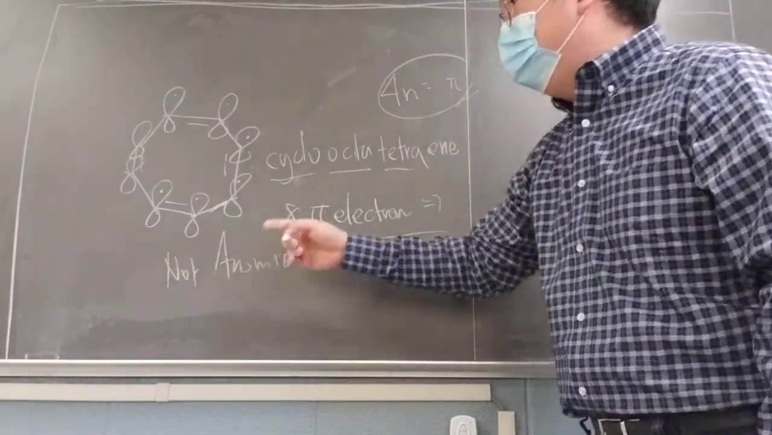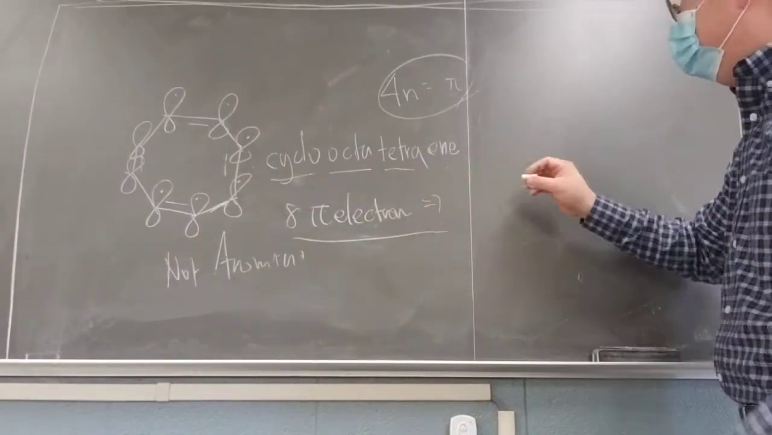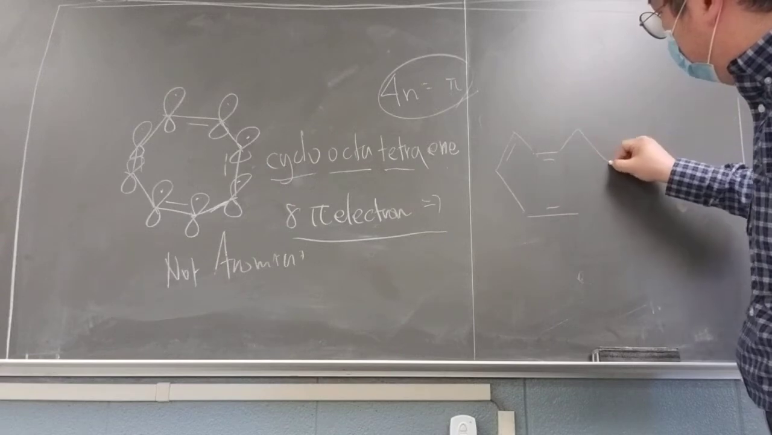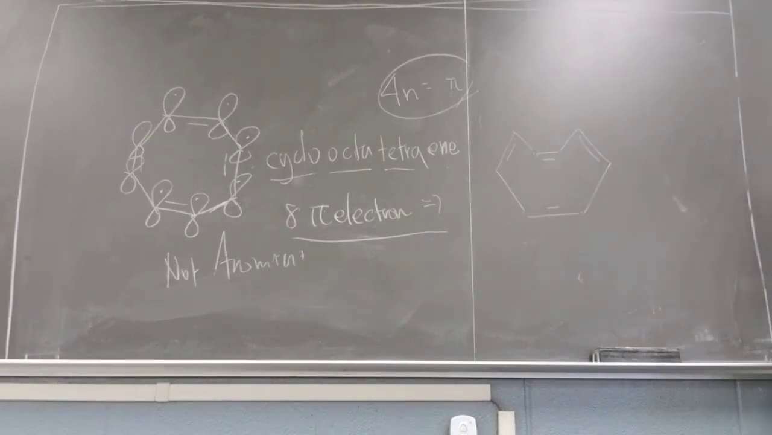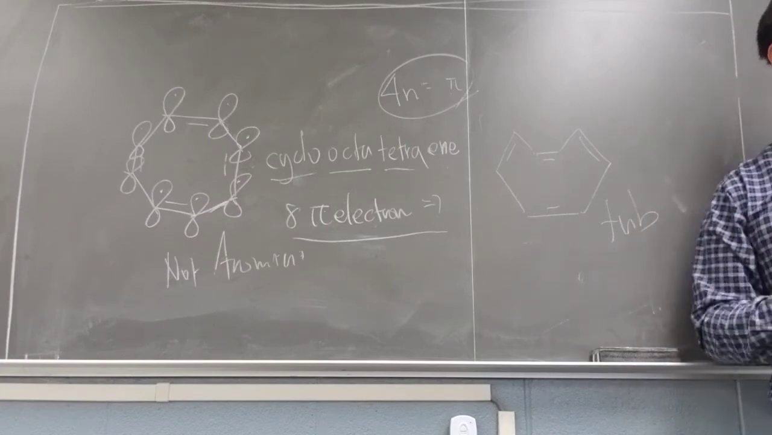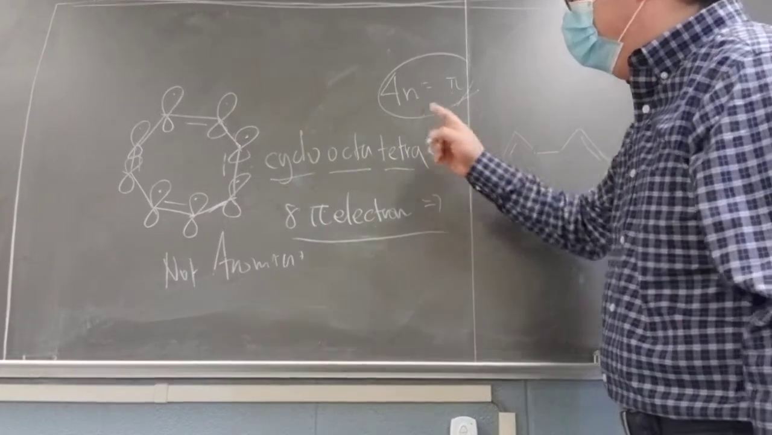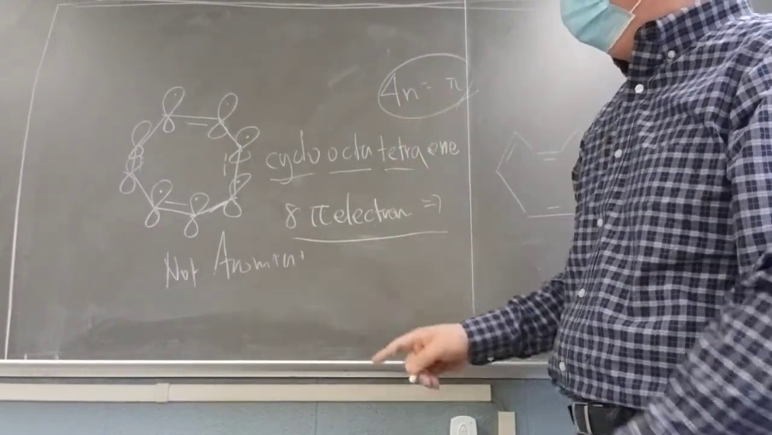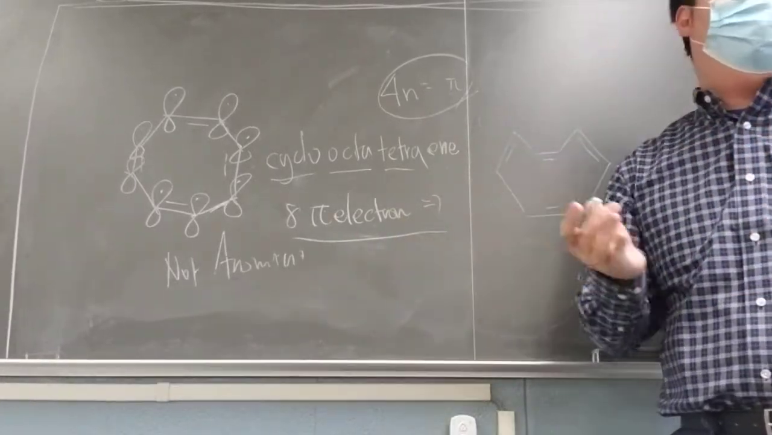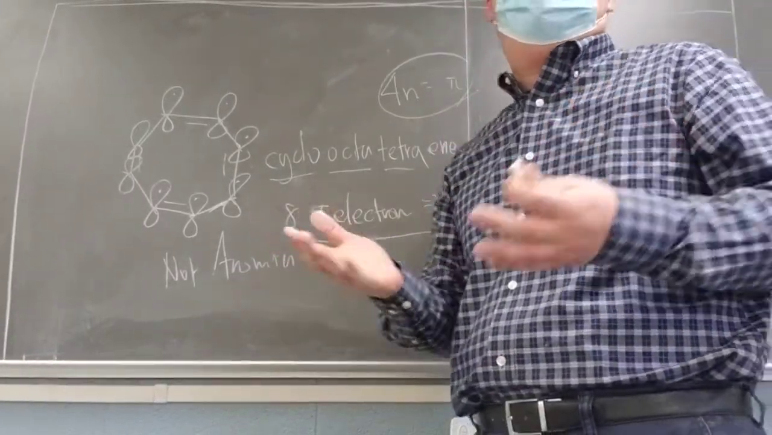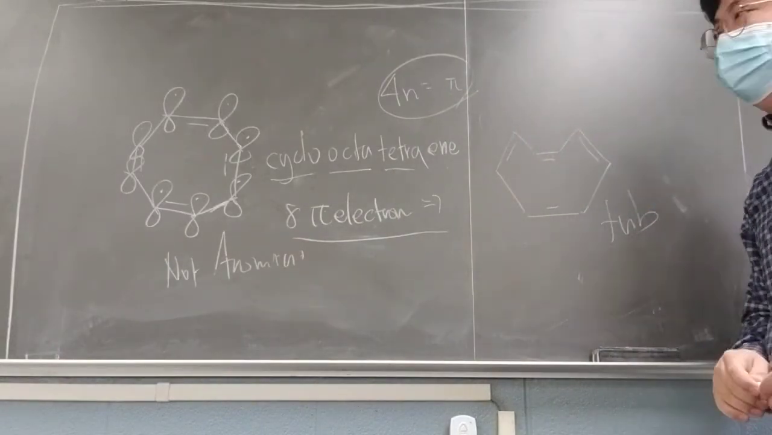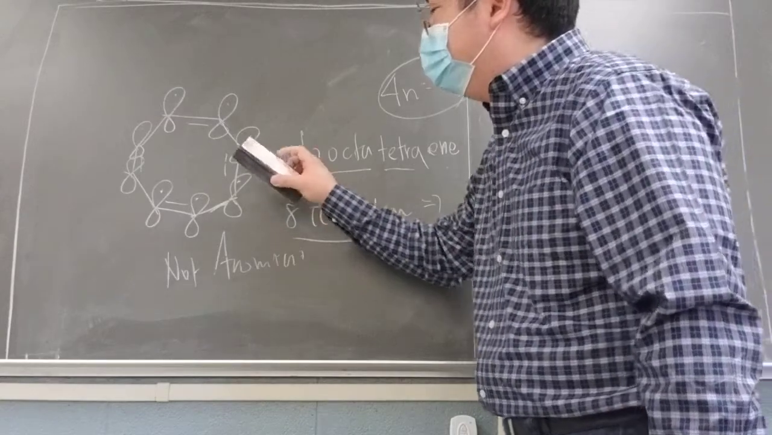But this one is not planar. It actually looks like a tub, a tub-like structure. So you can just say it's not aromatic, but you don't have to say anti-aromatic even though it's 4n, which is 2 times 4 is 8, right? You don't have to say anti because it's not planar. You can just say it's not aromatic because it doesn't follow 4n plus 2.